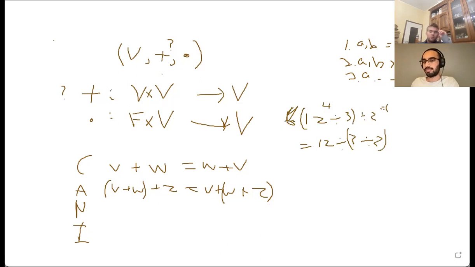Wait, what about matrix multiplication? Well, matrix multiplication functions in both these situations. Okay. And yeah, matrix multiplication is an interesting one for sure.